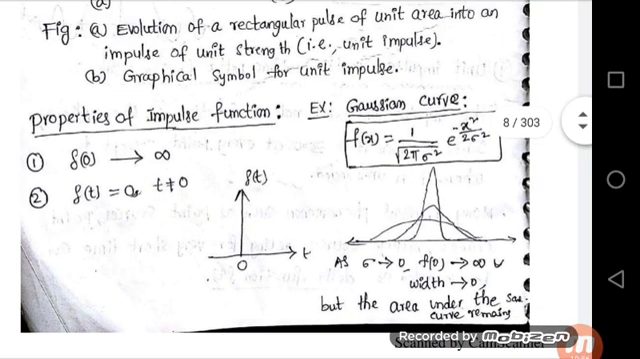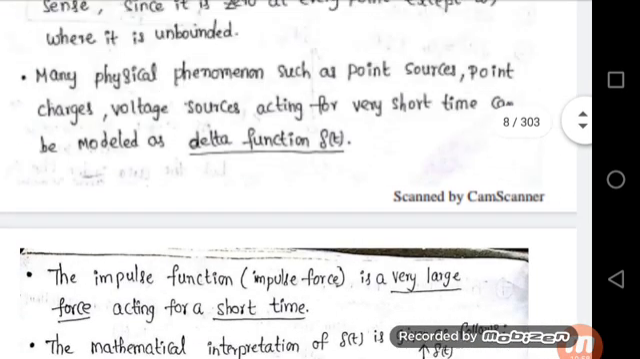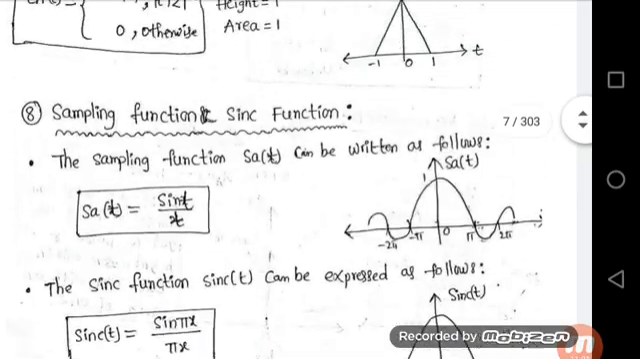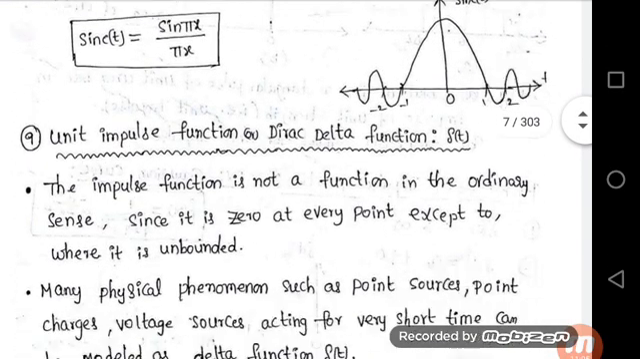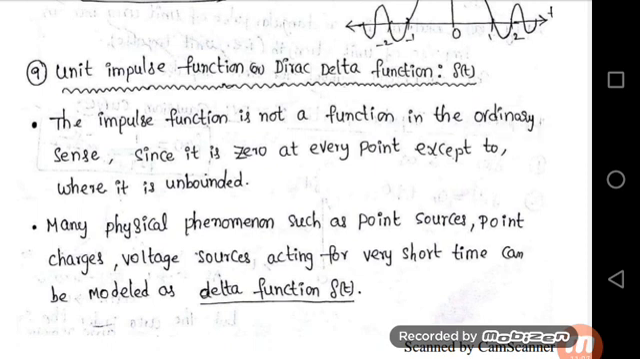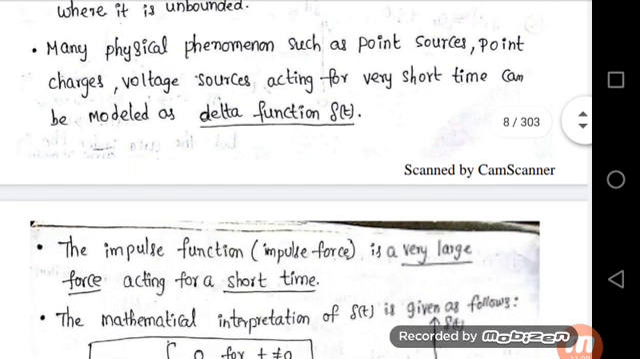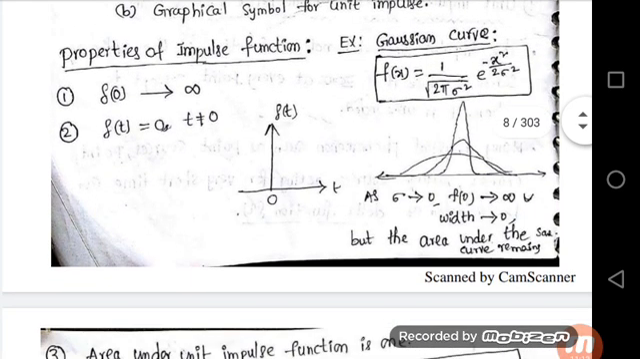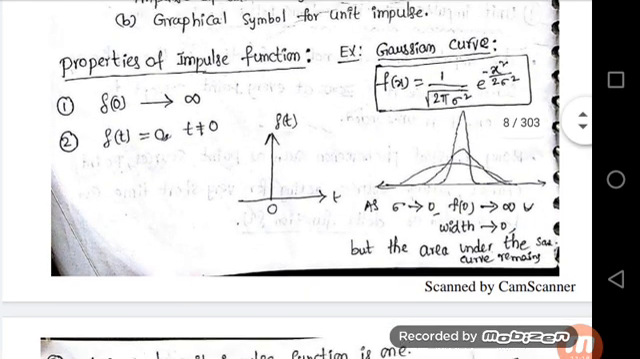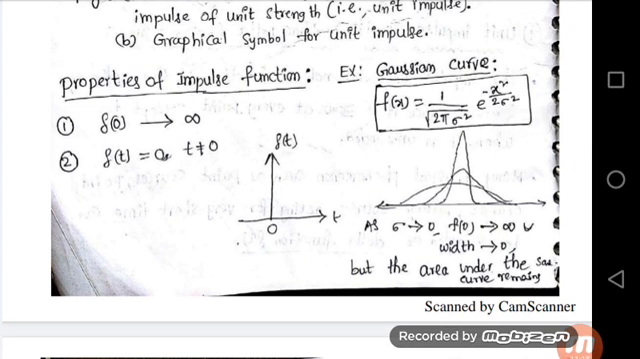So these are the different meanings of the triangular function, the sampling and sinc function, the unit impulse function or Dirac delta function, and the practical representations and properties of the impulse function. Next class we will discuss other topics.